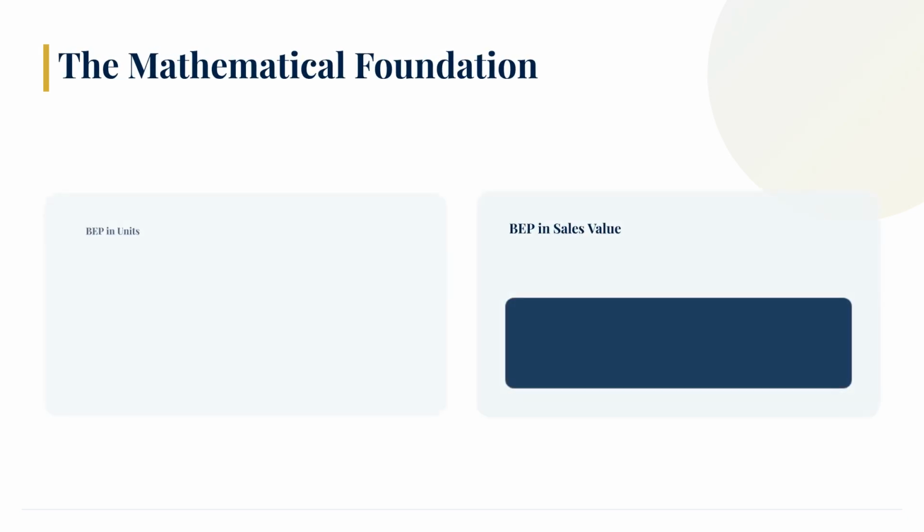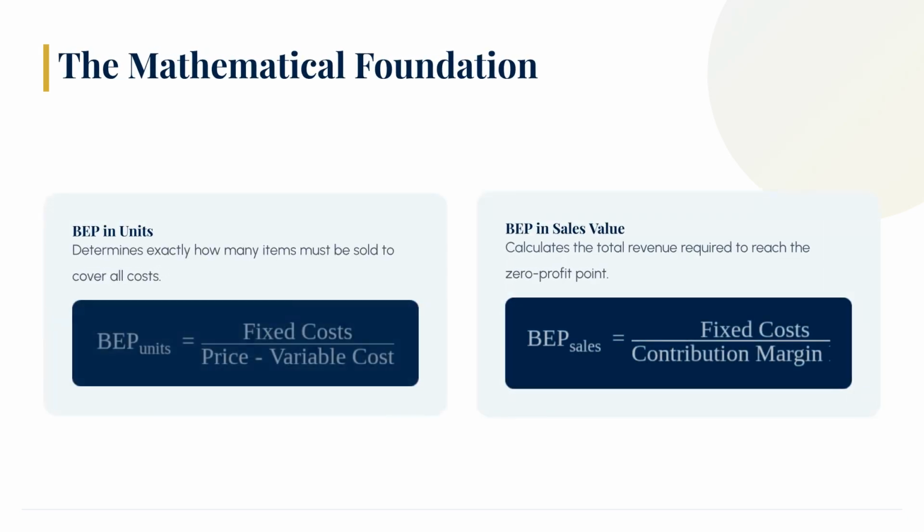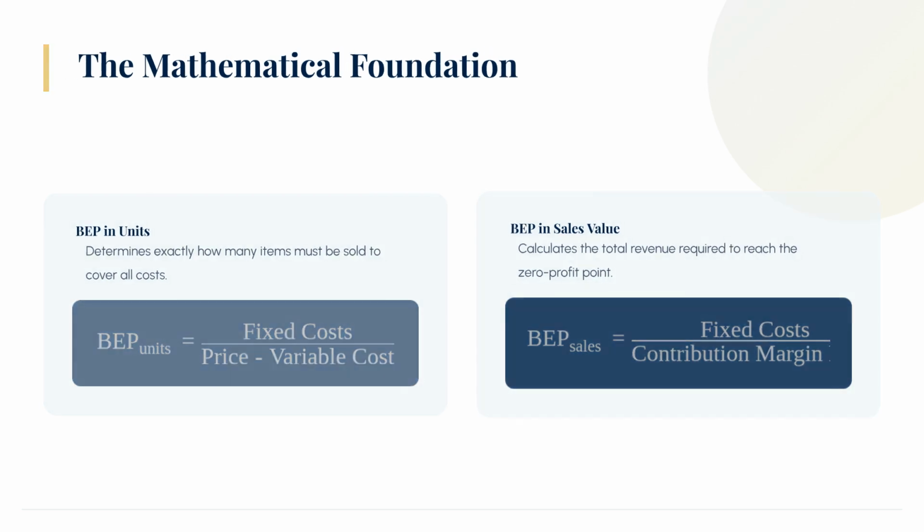The break-even point has two key mathematical foundations: BEP in units and BEP in sales value. These formulas help determine the required sales quantity or total revenue needed to cover all costs.